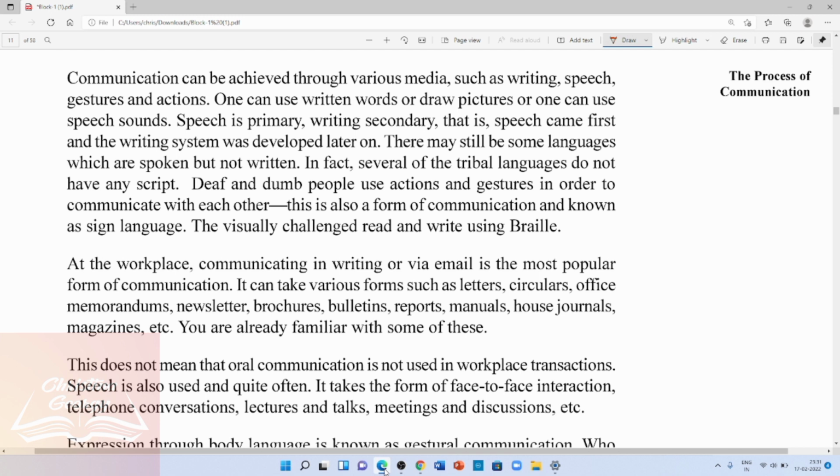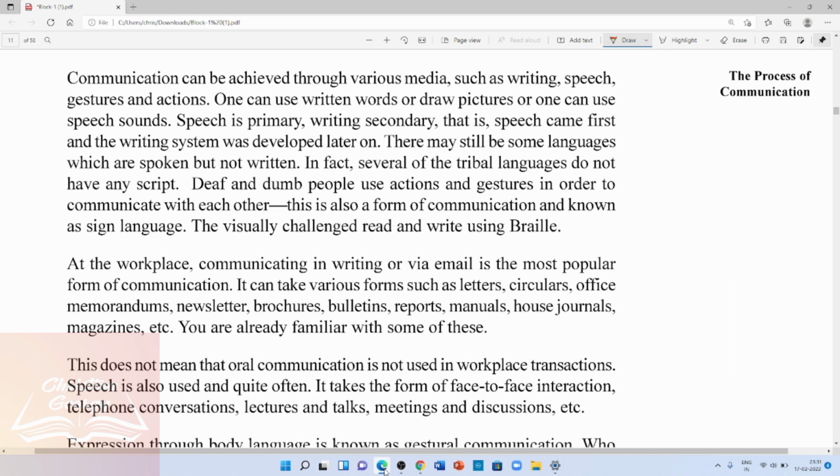But there are still some languages which are spoken but not written. In fact, several of the tribal languages do not have any script. Deaf and dumb people use actions and gestures in order to communicate with each other. This is also a form of communication and is known as sign language. The visually challenged read and write using braille. What do you think would be the popular form of communication at the workplace?